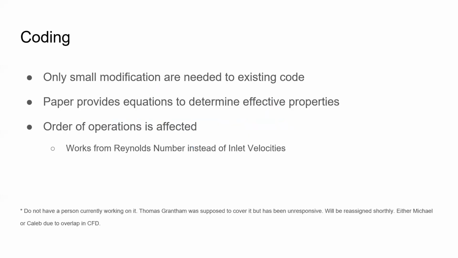And as far as the coding, Thomas was supposed to be working on this, but he hasn't been responsive since Tuesday. But it is very similar to the double pipe heat exchanger coding problem that we were assigned. Only very small modifications here and there are needed for the code. The biggest difference is that instead of working from fluid properties to Reynolds to the other equations, you're working from Reynolds to fluid properties to the other equations. But that shouldn't be too hard to figure out.